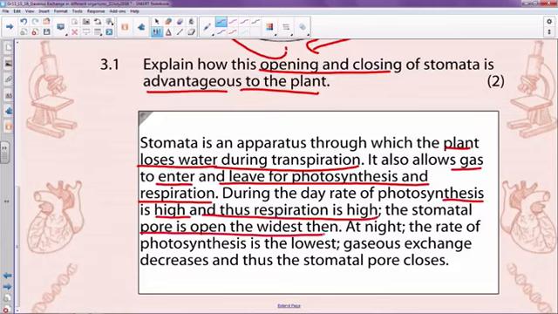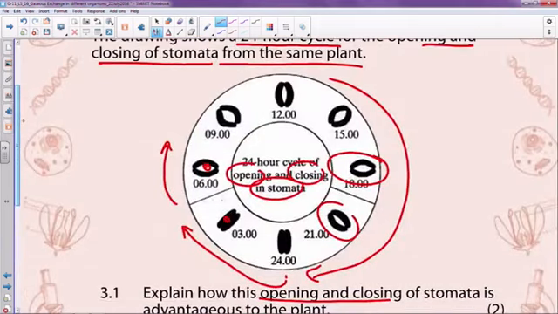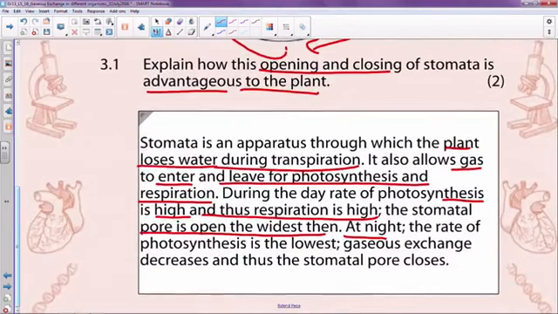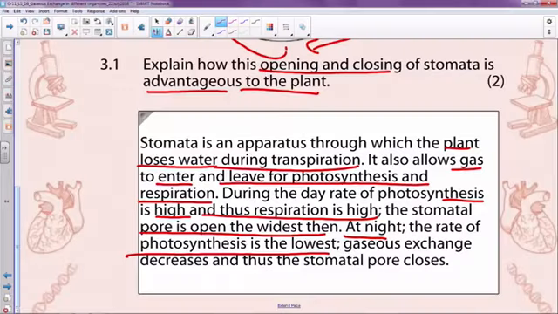The stomatal pore is open the widest. If you look at this, during the day the rate of photosynthesis is the highest, and during that period there is maximum exchange of gases, and hence the rate of photosynthesis is high, the rate of respiration is high, and the stomata is significantly well opened. However, what happens at night? At night, the rate of photosynthesis is lowest, because we know that during the light independent phase the rate of photosynthesis decreases, and hence the plant uses less oxygen and the rate of respiration significantly decreases. This means that gaseous exchange decreases and thus the stomatal pore closes.